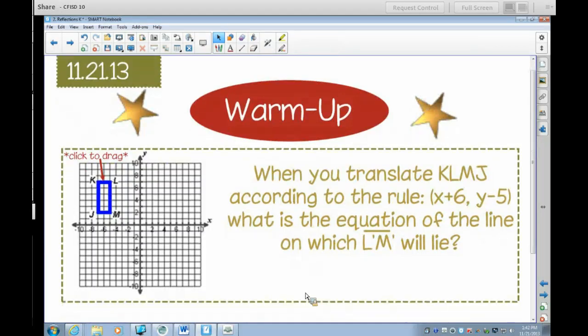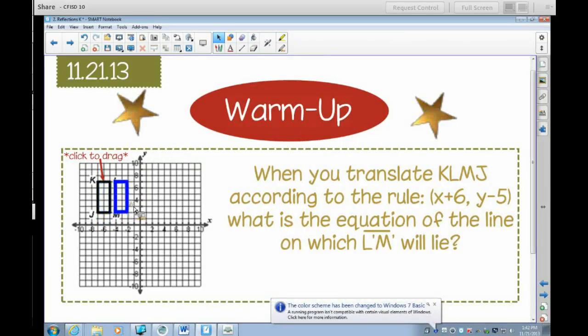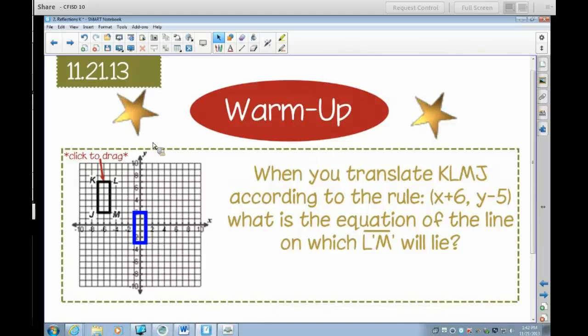x plus 6, y minus 5. What does that mean? 6 to the right and then 5 down. Oh, did not mean to do that. Undo. We did it. Okay. 1, 2, 3, 4, 5, 6. 1, 2, 3, 4, 5. Same code. Okay, do not yell the answer out loud. Write the answer on your warm-up page, and I will come check.